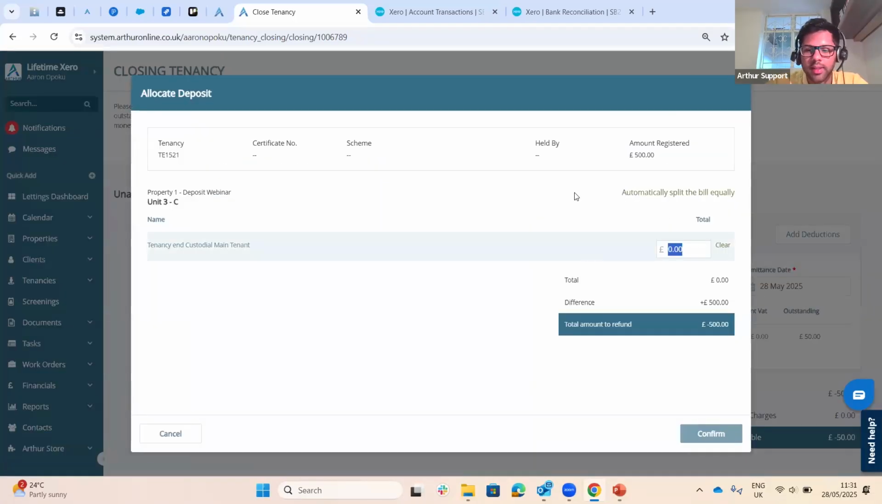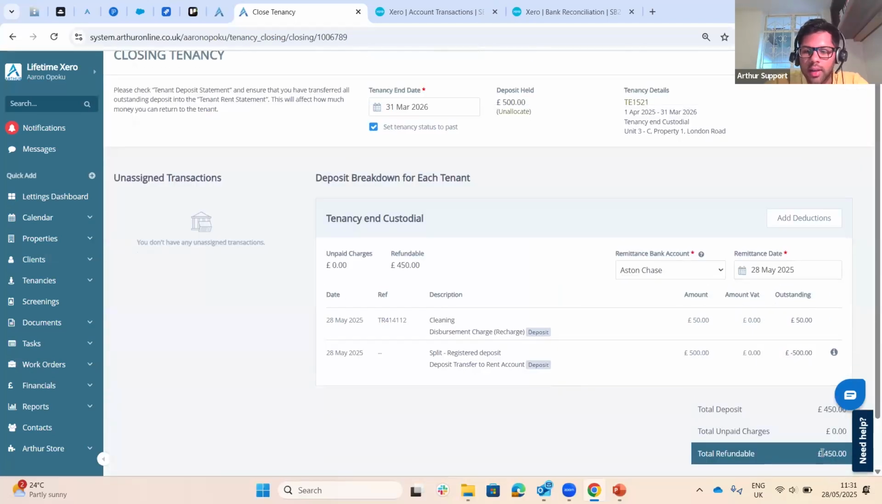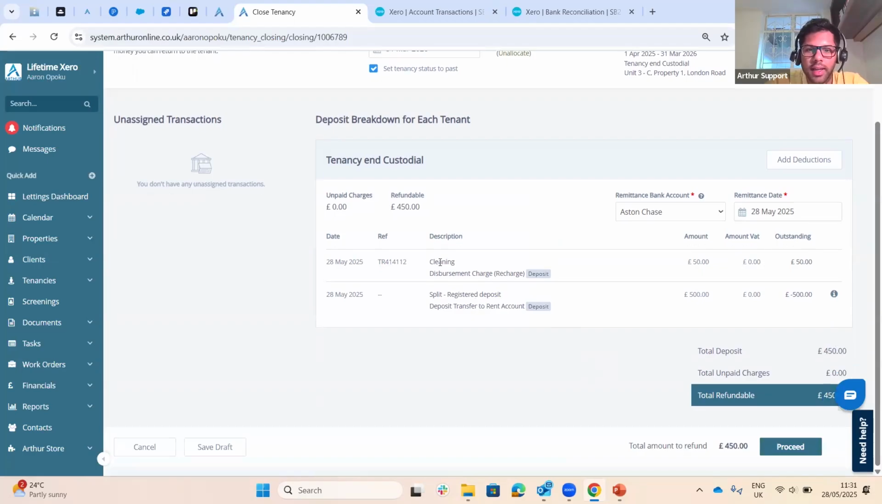And similar to the previous example, always put the full amount in here, regardless of the deductions, because we are adding the deductions in separately. So full £500 that was received from the tenant, and press confirm. So we can see it's now saying we need to refund the tenant for £50 because that cleaning charge has appeared here that we added against the tenant.